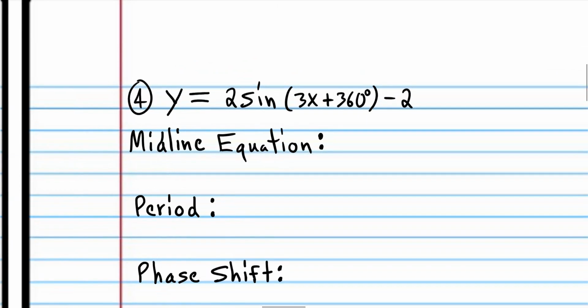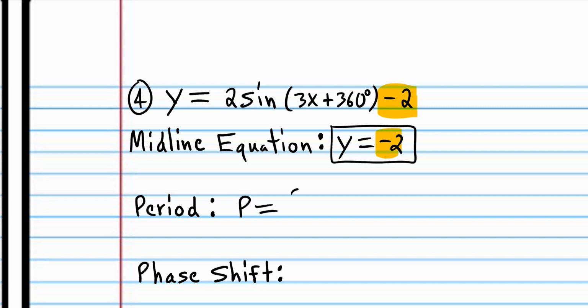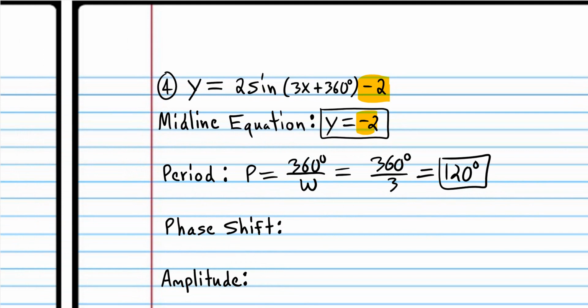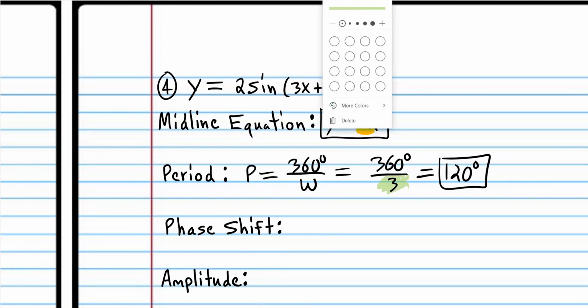Alright, we're back. So the midline is -2. I got that from there. That's the equation of the midline. The period is the normal period of the basic sine graph divided by omega. Omega is 3, so we have 120 degrees. Where did I get that? I got omega from there.